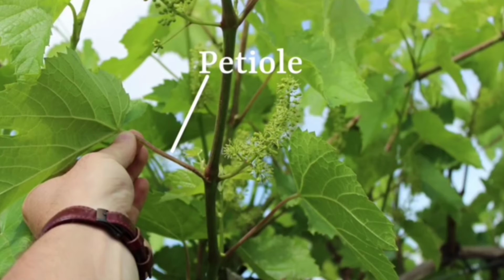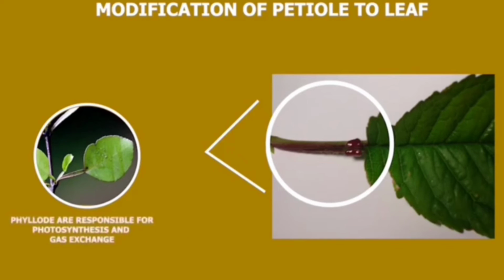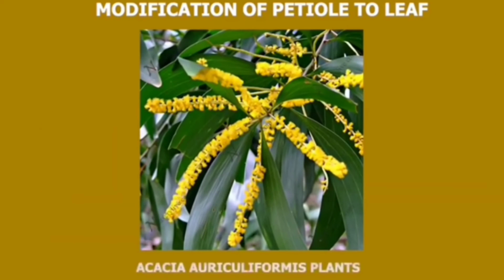We know that petiole attaches the leaf to the stem. In some plants, the petiole becomes flattened and widened and looks like a leaf. Such modified petiole is called phyllodes. In such plants, the leaf vanishes completely and phyllodes carry out photosynthesis and gas exchange. In Acacia auriculiformis plants, phyllodes are found.